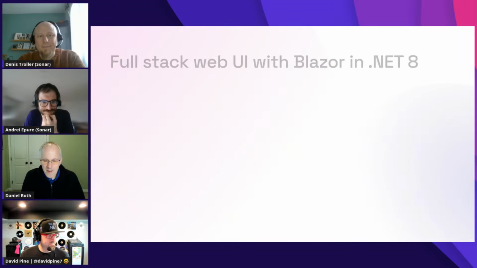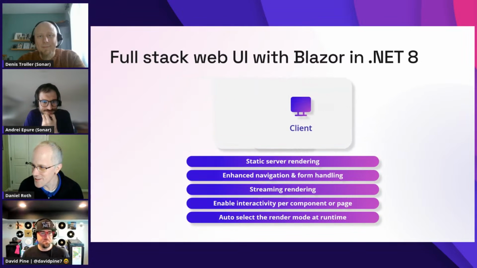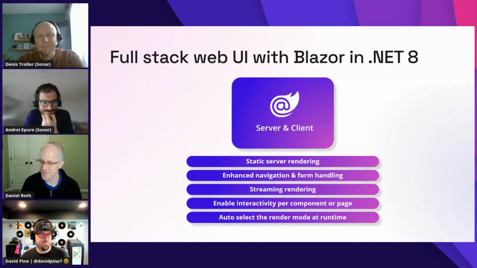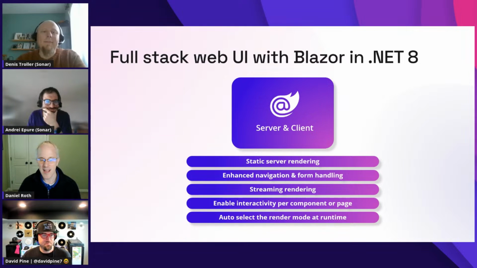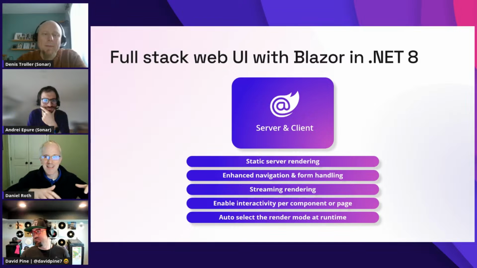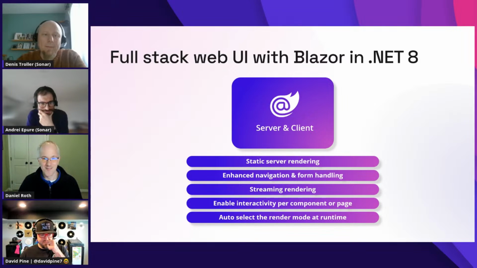And Blazor's been around now for several years. I think the first Blazor release we shipped was back in 2019 with .NET Core 3.0. So it's been around a little while now, but we just shipped a huge update for Blazor in .NET 8. .NET 8 shipped this past November. And in .NET 8, Blazor is no longer just a client web UI framework. It's now a full stack web UI framework.